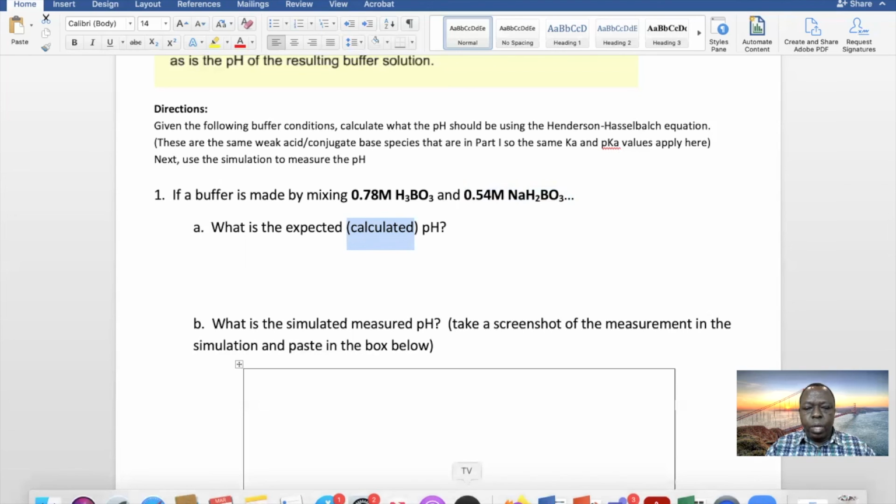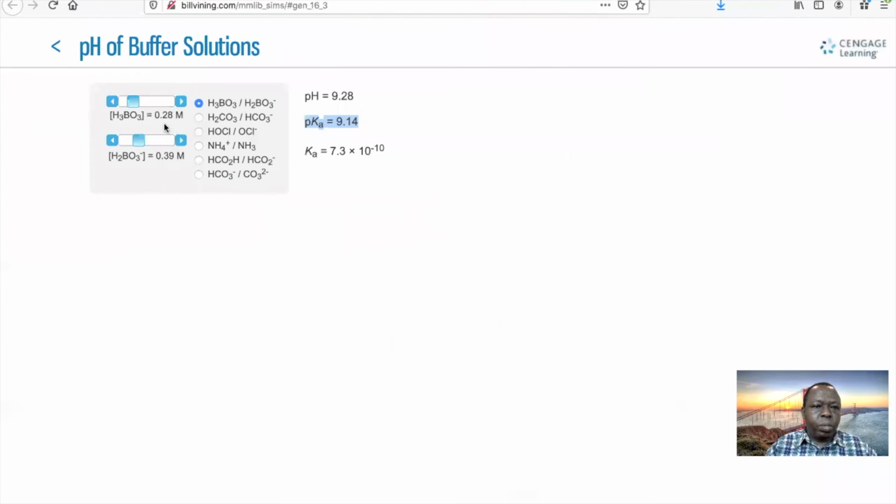And then you do what? You do the simulation, 0.78 and 0.54. So let's adjust this to 0.54. And then I'm going to adjust this to 0.78. So this is the concentration of what? This is the concentration of the acid. This is the concentration of the conjugate base. What is the pH? This is not the pH.